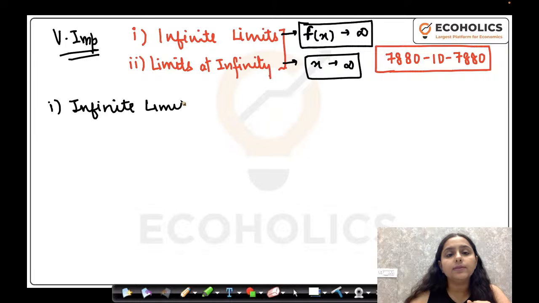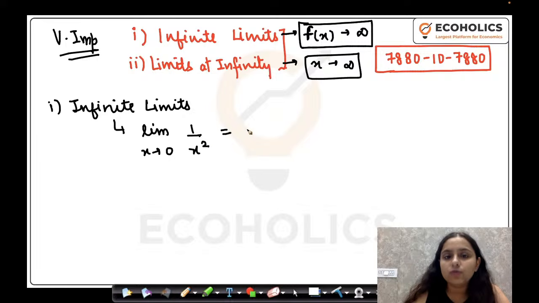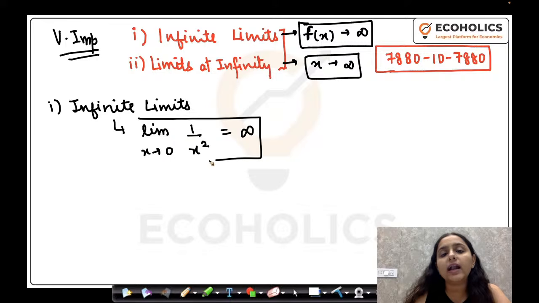Infinite limits. The standard limit we study in infinite limits is the limit as x approaches 0 of 1 upon x square. Now tell me what happens. When x approaches 0, 1 upon x square will be 1 upon 0, which is infinity. So this is the most standard form of infinite limits.